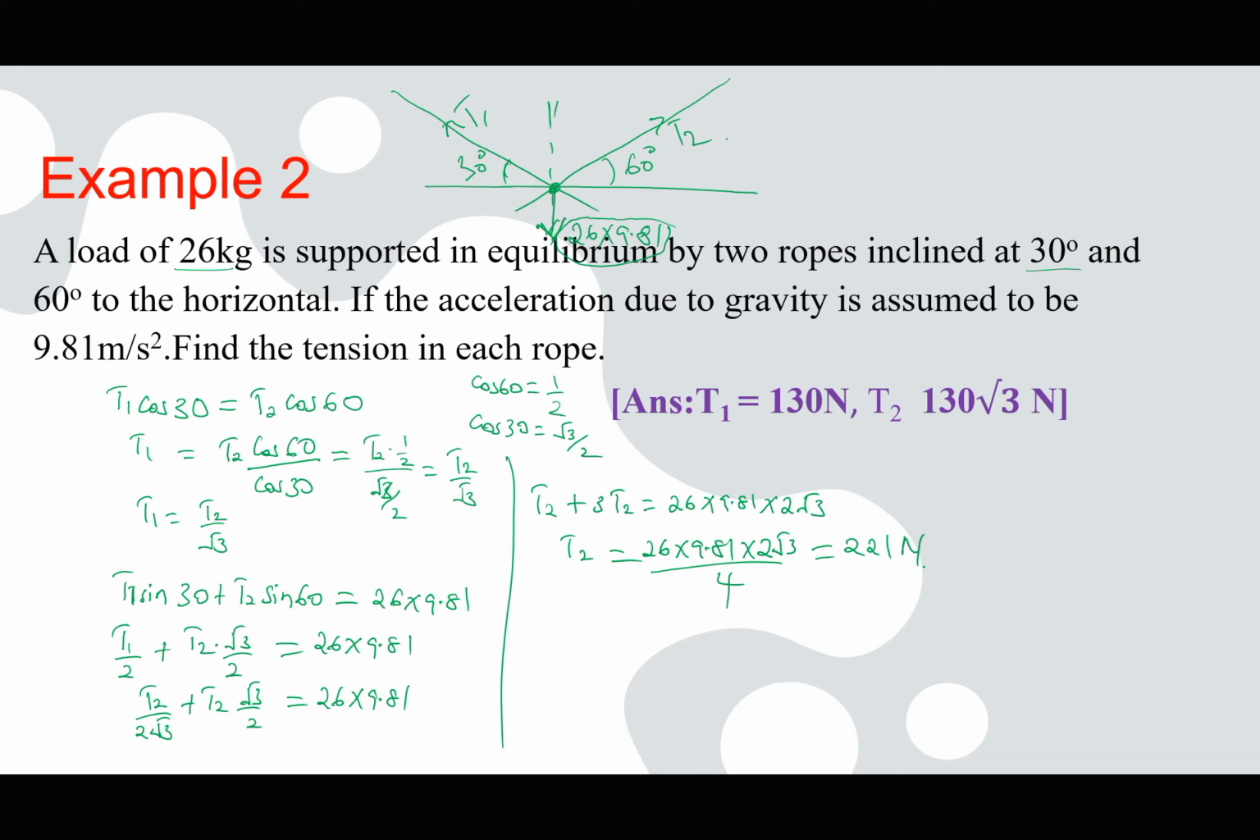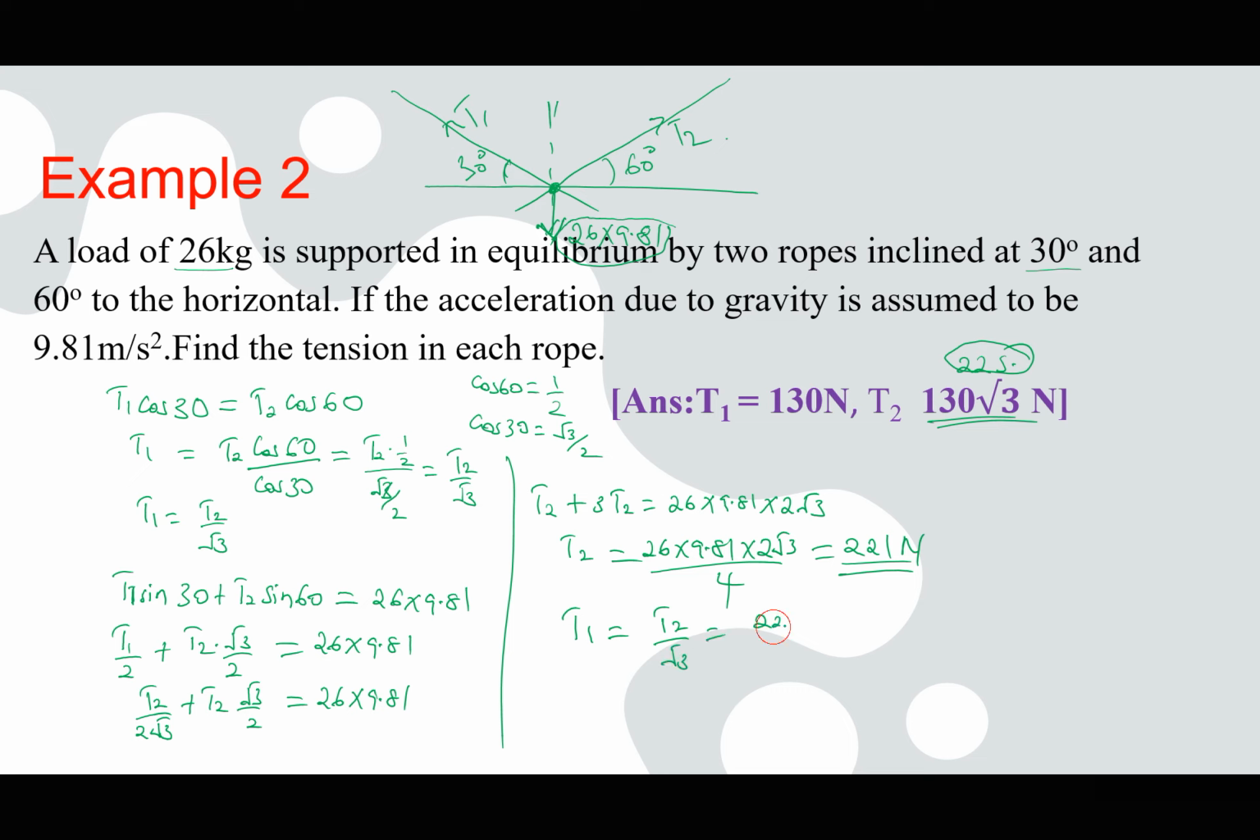221 newtons. Okay. I think this one gives you 225 point something newtons. Yeah, I think this was calculated using G as 10 instead of 9.81. So I'm getting 221 newtons as T2, then T1 therefore will be equal to T2 divided by root of 3.